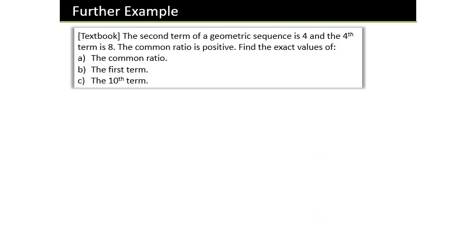Okay, so slightly harder example then. We are told here that the second term of a geometric sequence is 4, which therefore means u of 2 is 4. And we also know that u of 4 is 8. Therefore, if I write this in terms of my nth term, which for a geometric sequence is a r to the n minus 1, a we don't yet know, r we don't yet know, but here n minus 1 would be 2 minus 1, which is just 1, and that is 4. Here we would get a times r to the power of 4 minus 1, which is 3, which is 8.